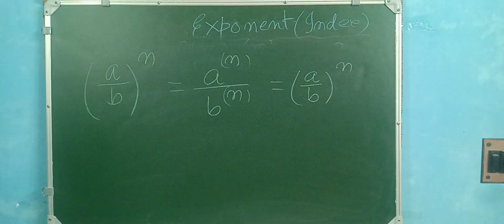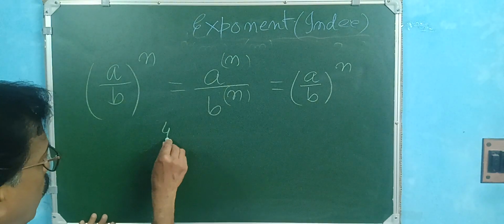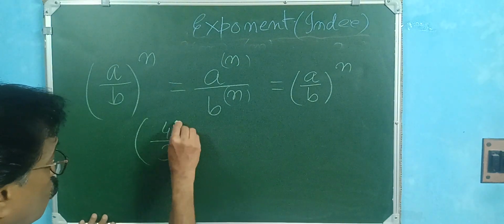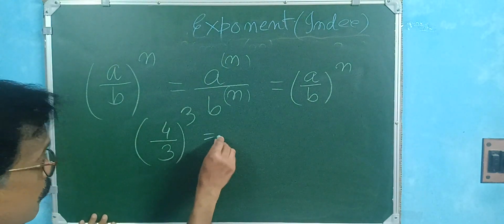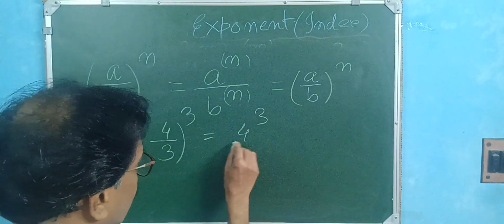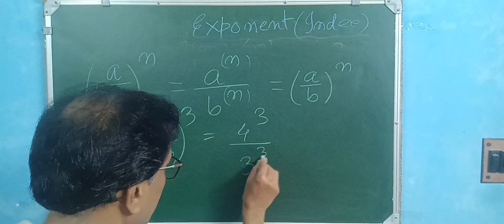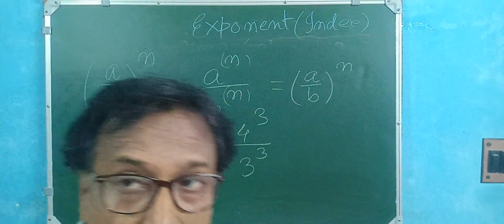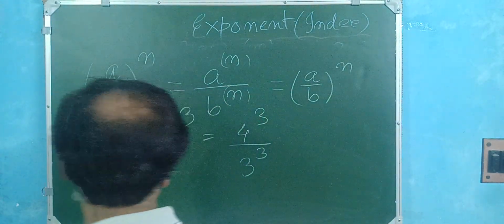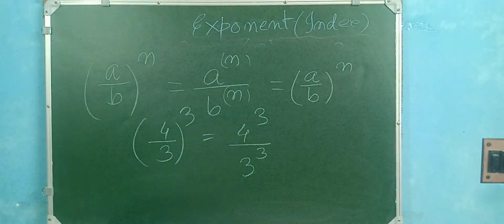Clear? Suppose an example: (4 by 3) to the power 3. That means separately this is 4 to the power cube and this is 3 to the power cube. Clear?